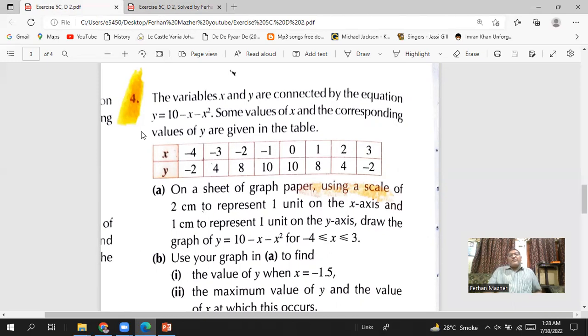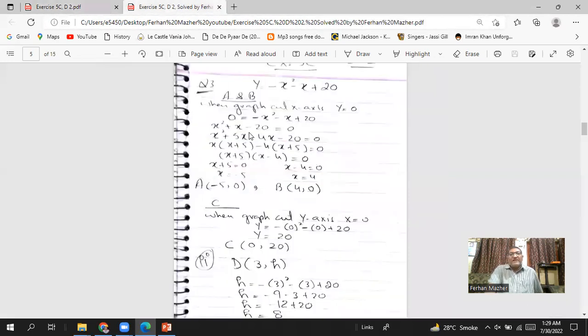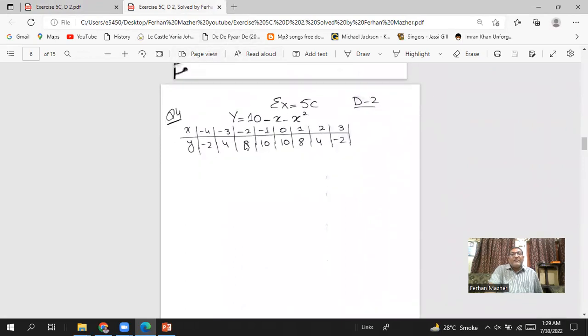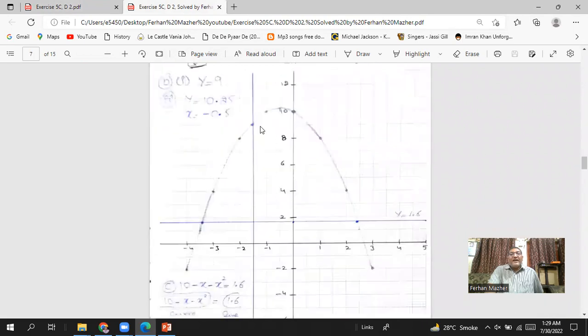Okay, so I will draw the grid, and the x values are going from -4 to +3. The values of the y are going from -2 up to +10. So keeping these values in mind, this is question number 4, and we will choose our scale.